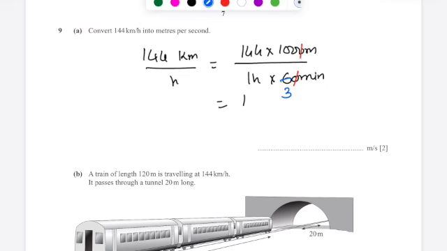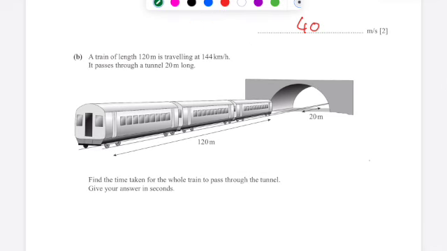Then 2 times 3, then 2 times 50. But still, I don't want minutes. I want seconds. So multiply with another 60 seconds. So then in that case, one more 0, 0 gets canceled. So it becomes 144 times 5 upon 18. 18 times 1, 18 times 8. So it's going to be nothing but how much? 40 meters per second.